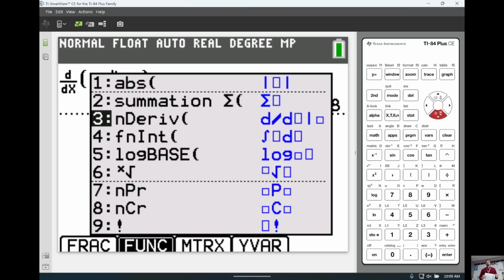What was that second? I do alpha window. I know it's in a couple other places too, but alpha window has this extra menu. There's a bunch of extra stuff in it. Absolute value is nice. Log base, where you can tell it what log base you want.